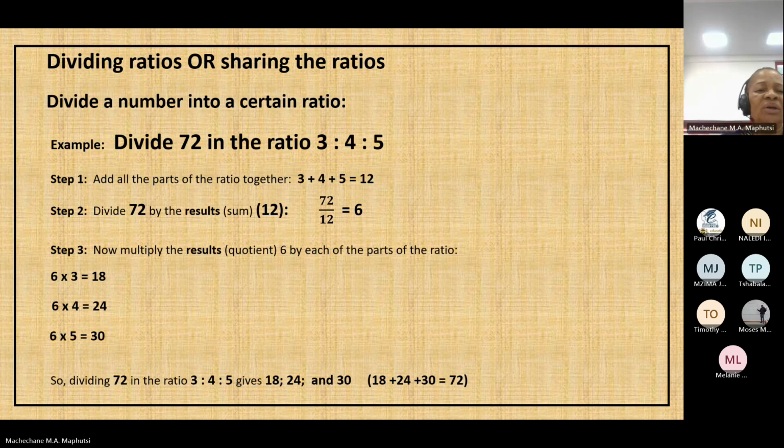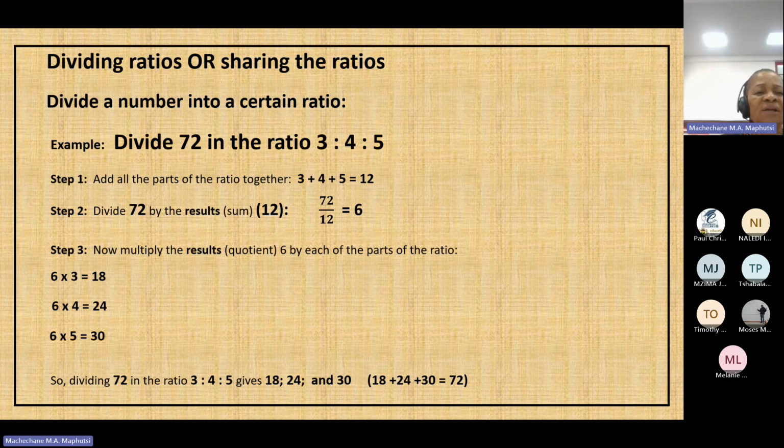So now we are going to do another part of ratios, which is dividing the ratios or sharing. You can divide or you can share. So how do we do that? We can divide a number into a certain ratio. Let's suppose we have 72, which should be divided in the ratio 3:4:5. So what are we supposed to do?